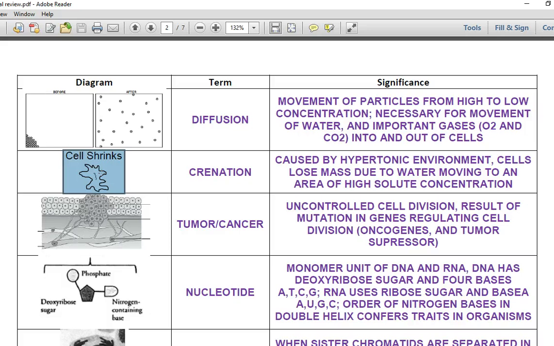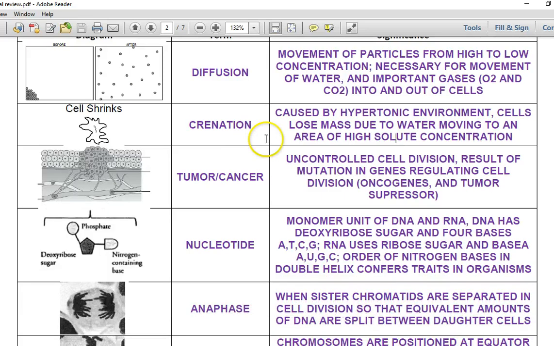This is a picture that represents crenation, which is what happens when a cell loses mass or it loses water because it has been placed into a hypertonic environment, meaning there's a lot of solute outside of the cell.